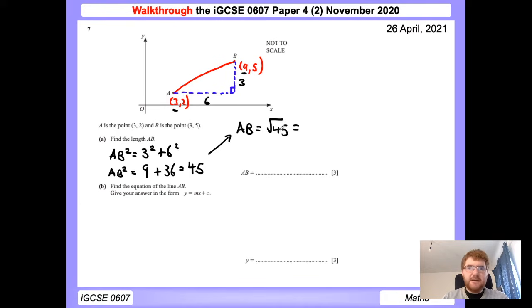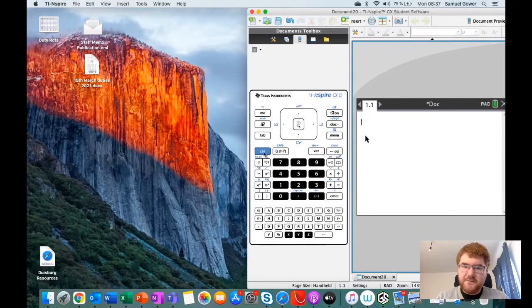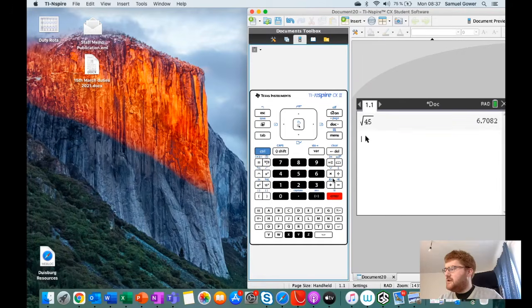And this is the paper 4. So we're just going to use a calculator to work this out. Here's a handy one I've got. So I go Control, square root, 45. Press the enter button and I generate my number here, 6.7082.